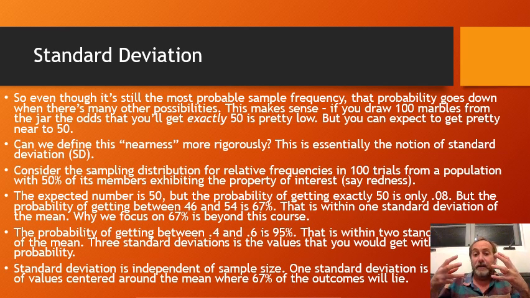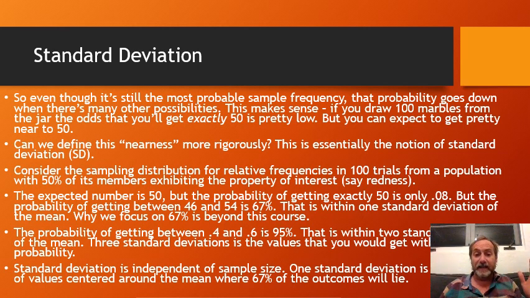Those are the most likely outcomes. In fact, if you add them together, you get a 67% chance that you're going to get one of those outcomes. We call that 67% chance mark one standard deviation of the mean. In this course, we're not going to talk about how those numbers are arrived at, but that's just what it is.